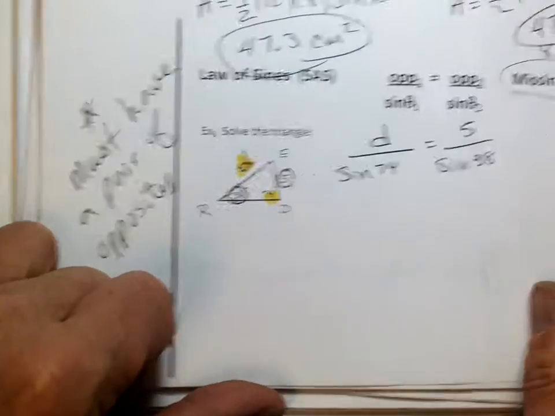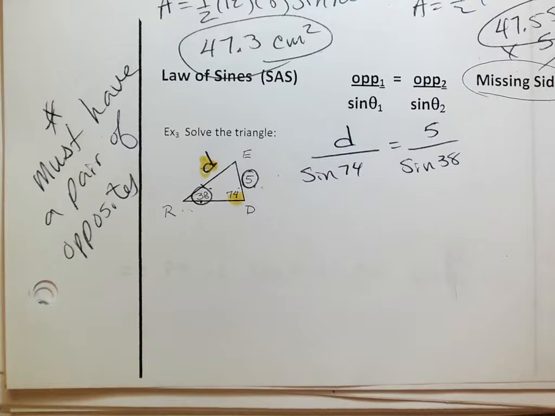I'm going to step back and have you take a look at that. It's really quite simple. All I'm doing is opposites, opposites. So I'm going d over the sine of its angle equals 5 over the sine of its angle. Side over the sine of its opposite angle. Side over the sine of its opposite angle. That's as easy as this.